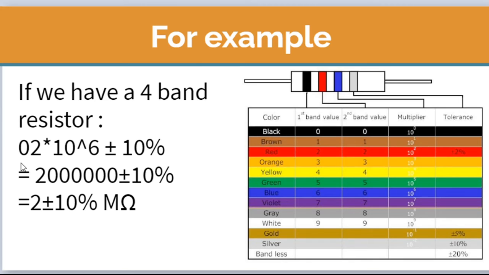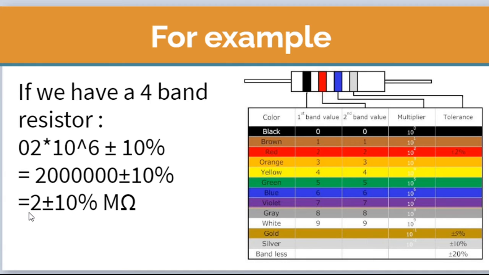Then we will multiply it with the third digit, and the third digit, the blue, equals 10 power 6. So we are going to multiply this 2 with the 10 power 6, and then we put plus or minus what we have. The fourth digit is a silver, and the silver equals plus or minus 10%, and we will put plus or minus 10%. Okay, the value of this resistor equals 2 million ohms, and plus or minus 10% means that there is a fault percentage equal to 10%.